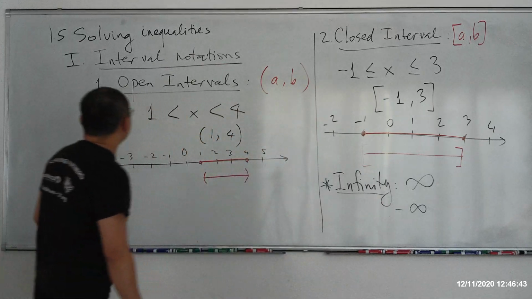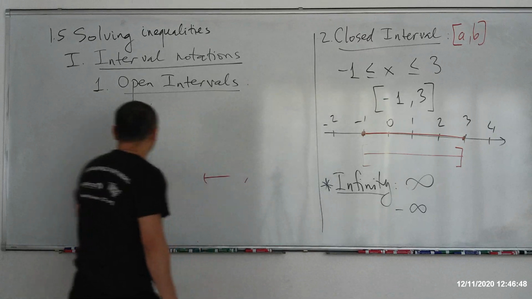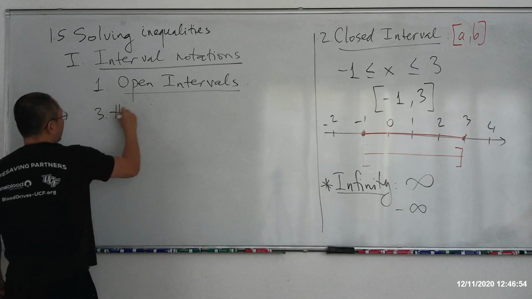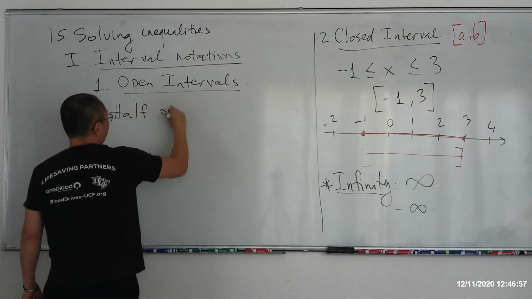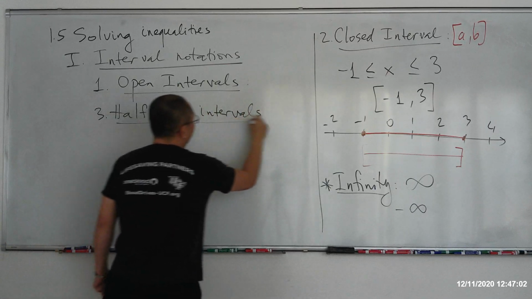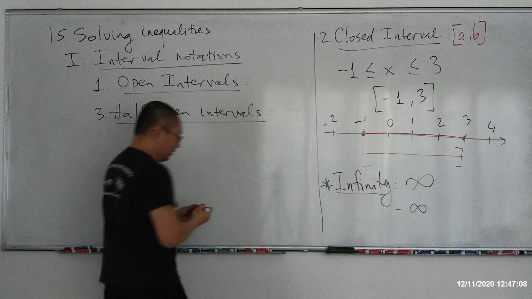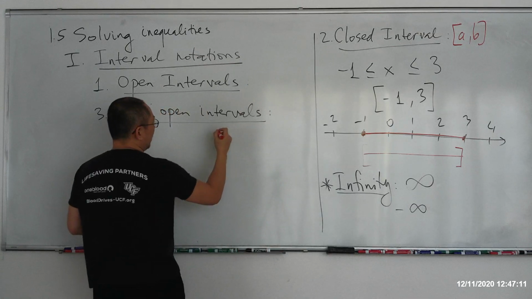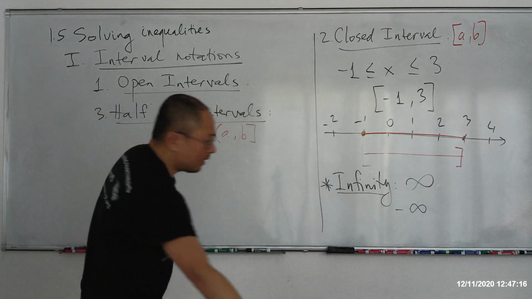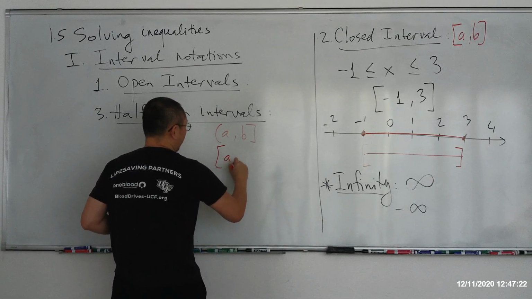Now, I think it's time to talk about the mix of those two intervals. Half open, or some books call it half closed interval. Number 3: half open intervals. You are going to use this notation to represent such a thing. Let me write the notation first. You can have it two ways: parenthesis A, comma B, and then square bracket, or square bracket A, comma B, and then parenthesis.